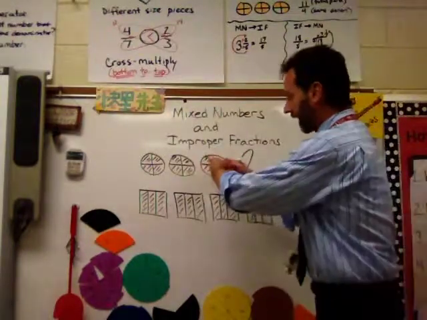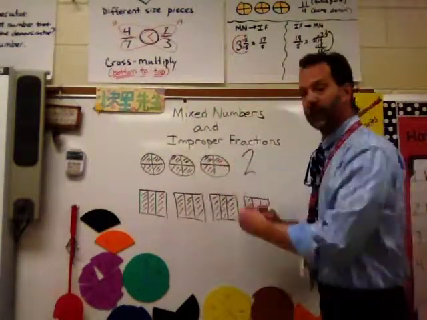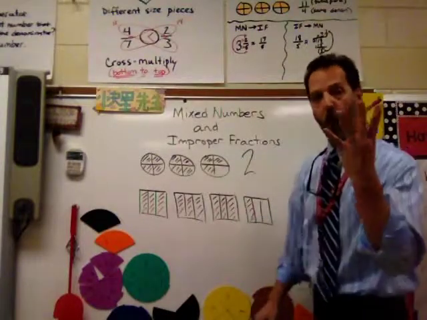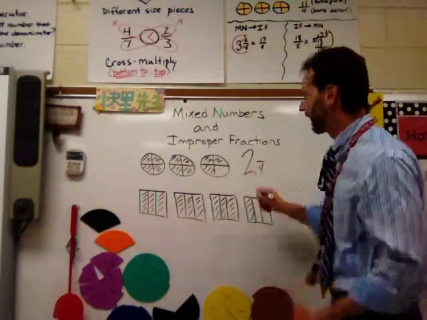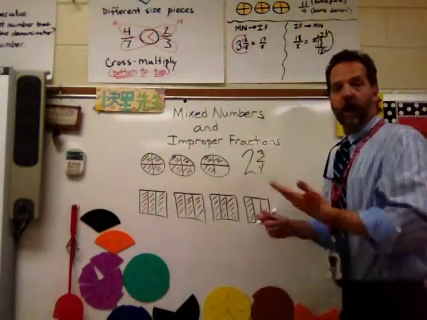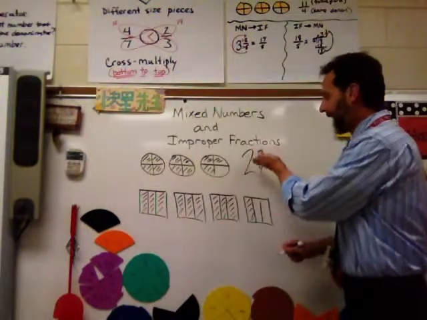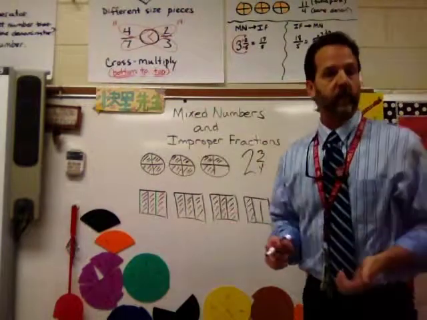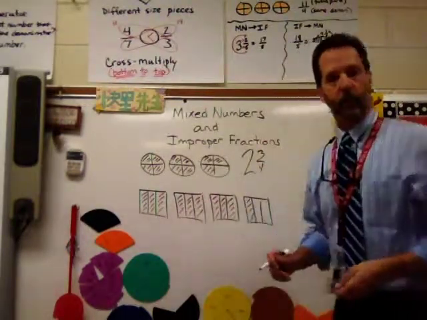Now, I want to look at the last figure and see what fraction of this one is shaded in. Well, it's in 4 parts, so that's my denominator. And 3 of them are shaded, that's my numerator. My mixed number would be 2 and 3/4. Simple enough? Let's take a look at the next one.